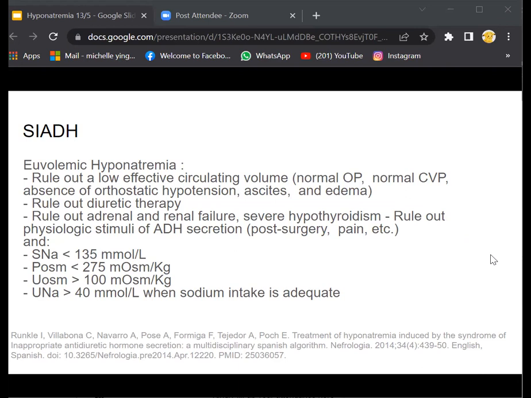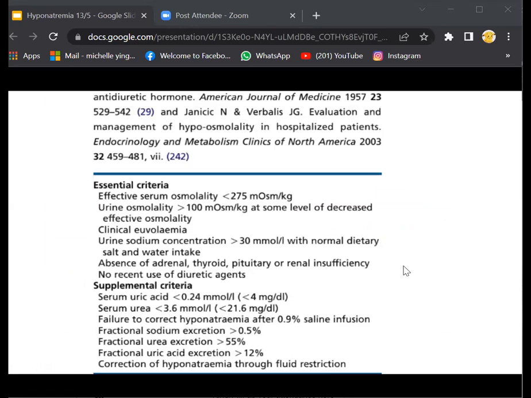The other criteria include serum sodium must be less than 135, the plasma osmolarity less than 275 milliosmol per kilo, urine osmolarity more than 100, and urine sodium more than 40 when the sodium intake is adequate. This definition is based on the Nefrologia guideline. Here is another definition by the American Journal of Medicine. Mostly the essential criteria are similar.